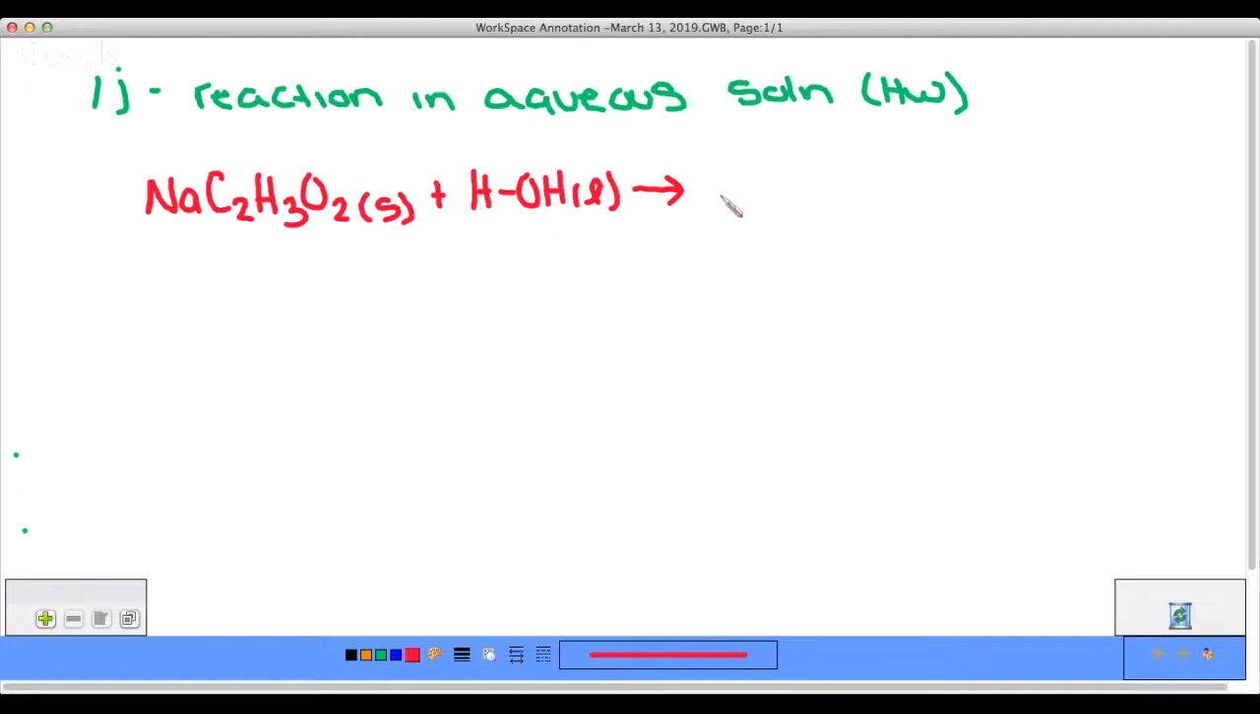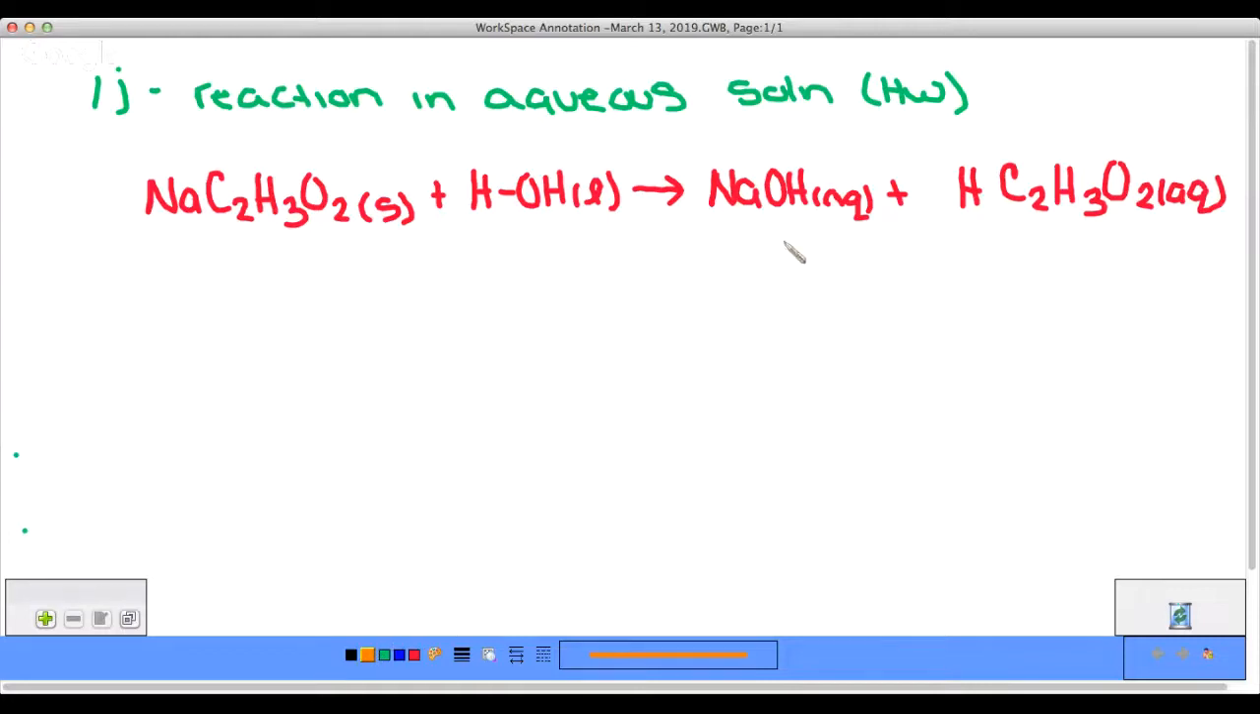And so what's going to happen is we are going to produce sodium hydroxide, and this is aqueous. And we are also going to be producing acetic acid, which is HC2H3O2, and this is aqueous as well. So we want to write this as a net ionic equation. I'm going to double check that this is balanced. Everything is balanced. So we need to break this up into ions.